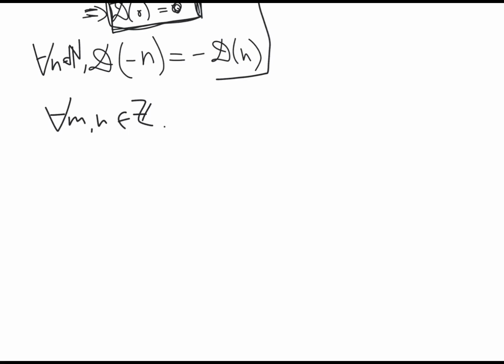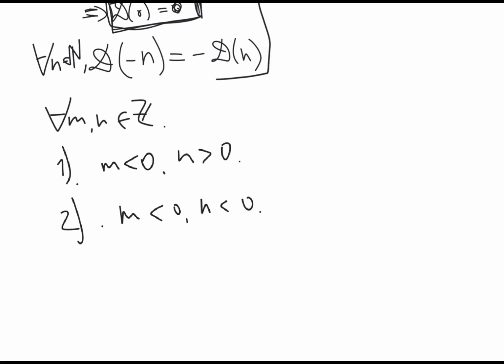So basically what remains is two cases to verify. When one of them is positive and the other is negative, and because of the symmetry we can assume, let's say, m is negative and n is positive. And another case is when both of them are negative. So let's consider these cases.